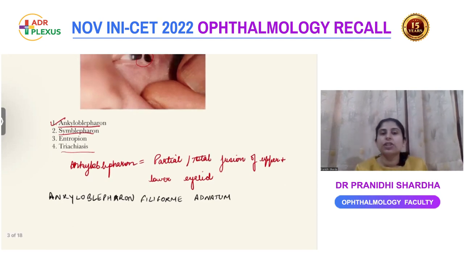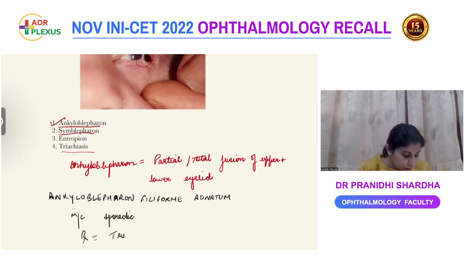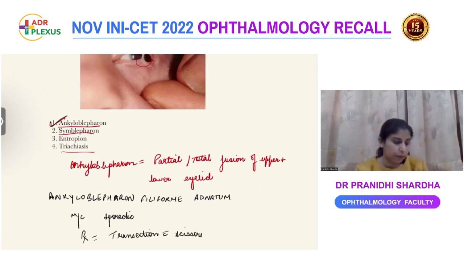It can be congenital or sporadic. The most common cause is sporadic in nature. And the treatment is nothing but the transection of the fused part. Transection with scissors is the treatment of choice. So option number one is the right option.